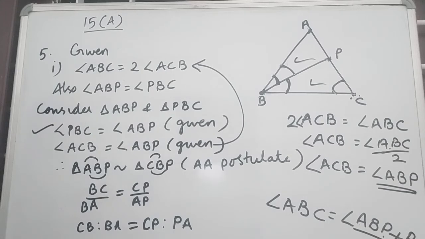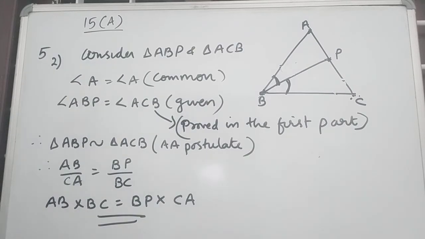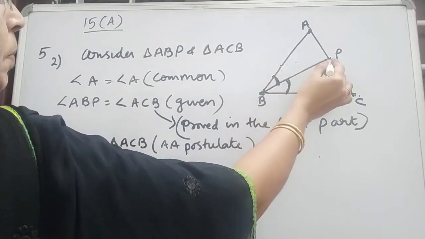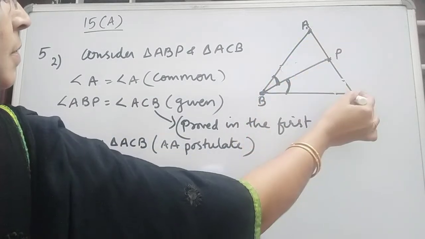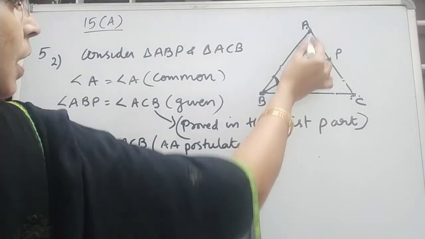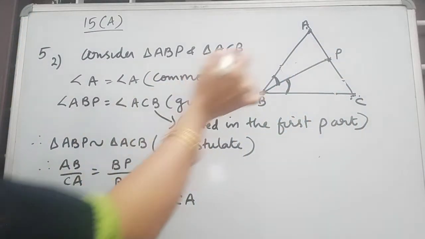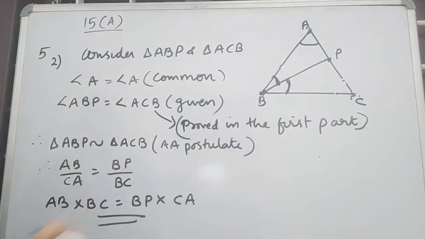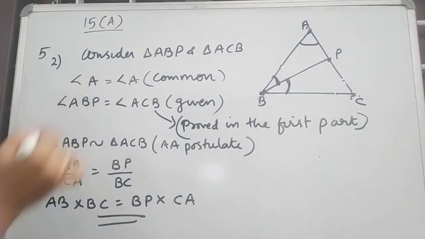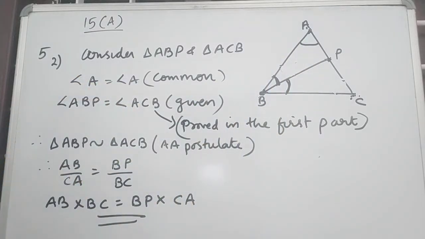Second part is, next we want to find out which one. AB into BC is equal to BP into CA. For that, consider triangle ABP and ACB. This triangle ABP and ACB. A is common in both the triangles. So angle A is equal to angle A, common.